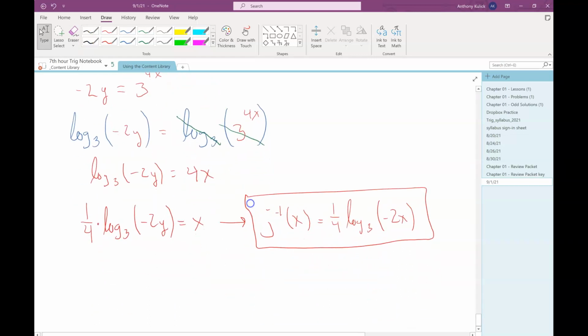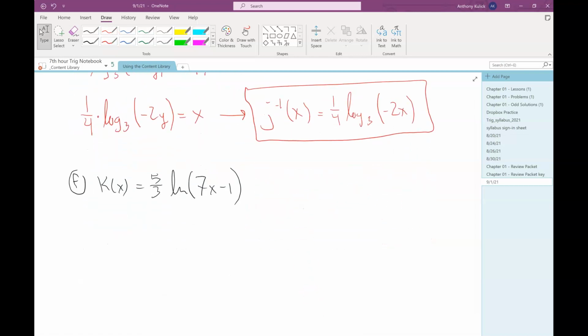And one more. I think K is the letter I'm at now. Okay, so I have 5/3 ln of x, or 7x minus 1. What did ln stand for again? Natural log. That's good.